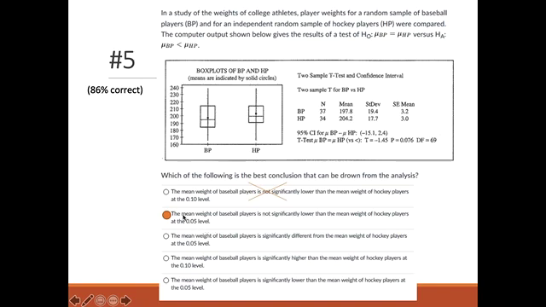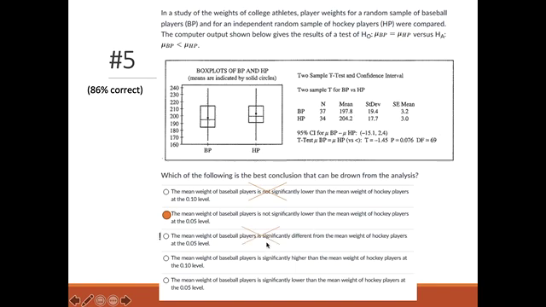So here we go. This is the correct answer. The mean weight of baseball players is not significantly lower than the mean weight of hockey players at the 5% level. If you change the level of significance to 5%, now you can say it's not significantly lower because our p-value is not less than 5%. It's greater than 5%. It's about 7.6%.